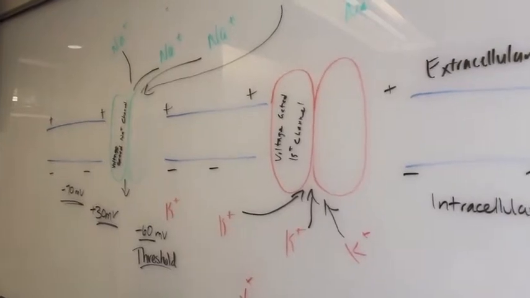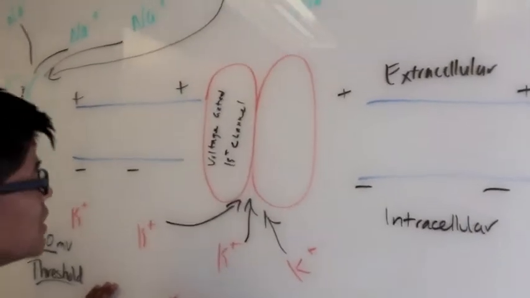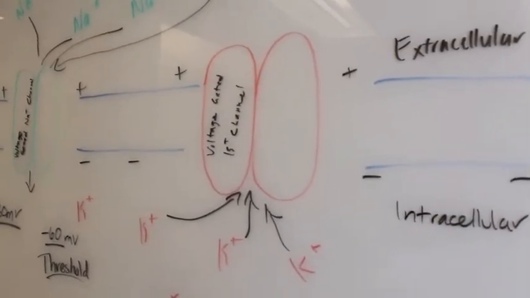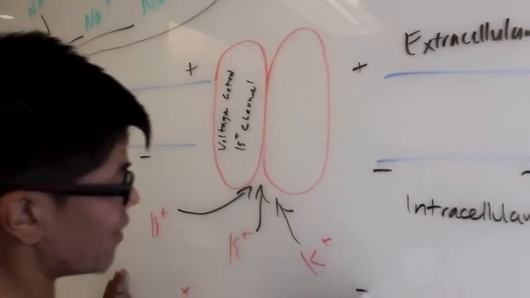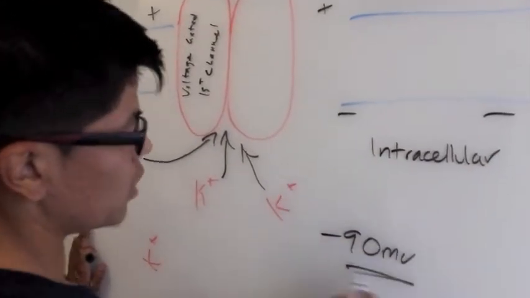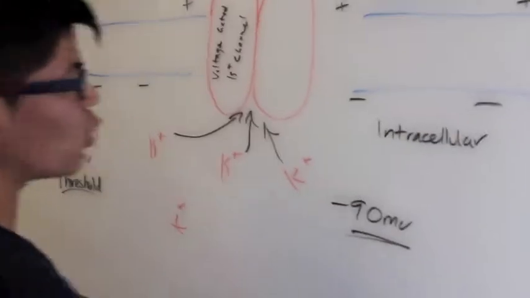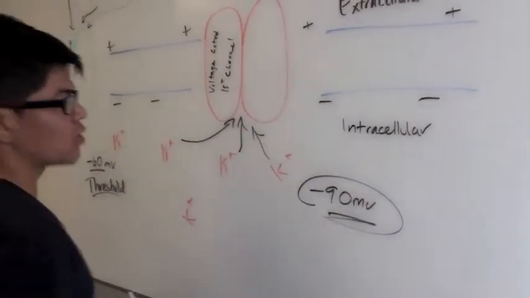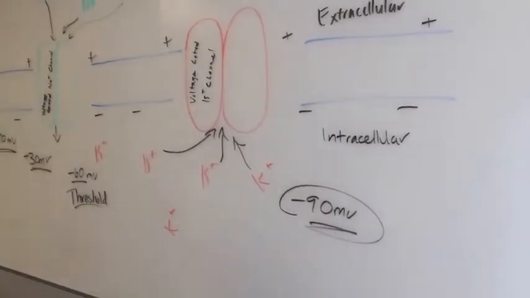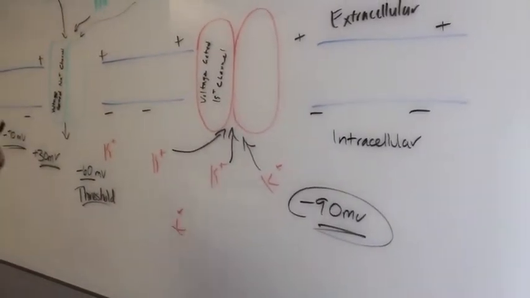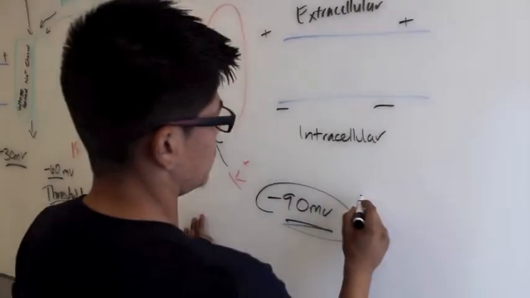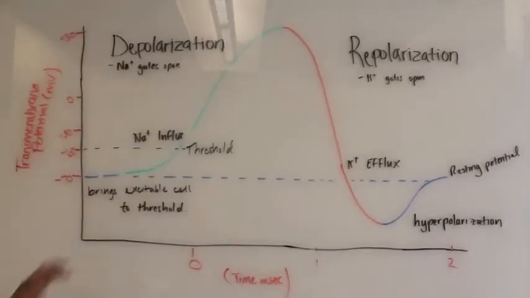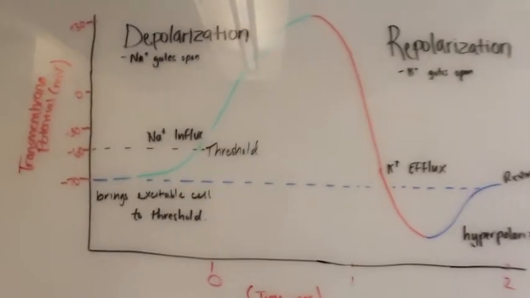Once it starts getting close to negative 70, the inactivation gates of the potassium channels begin to close. But the potassium channels close slower than the sodium channels, so it reaches negative 90. The charge of negative 90 millivolts is called hyperpolarization. Negative 90 is not the resting potential, so sodium-potassium pumps begin to work, so the charge goes back to regular, which is negative 70. The cell is happy.